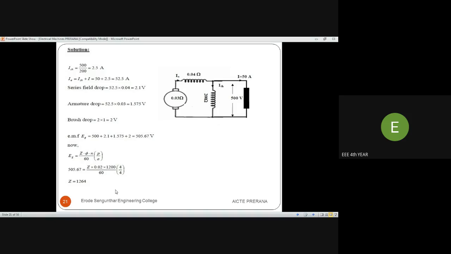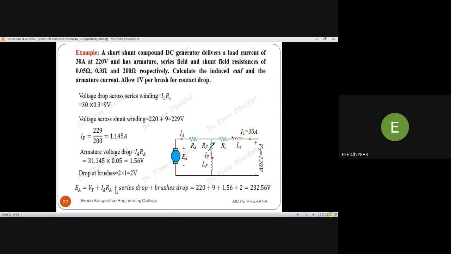Okay, it is a simple problem about the long shunt compound generator. Next one is a short shunt compound generator problem.